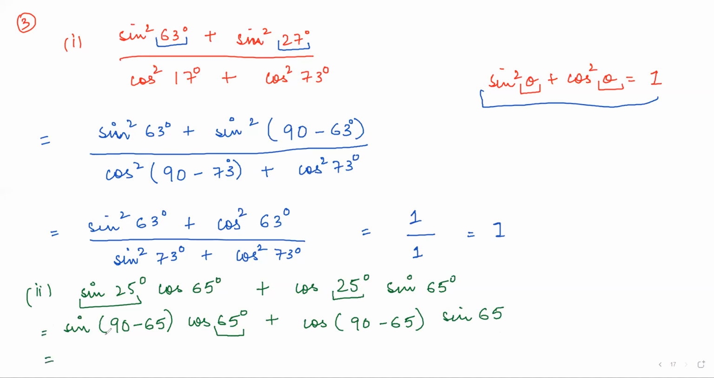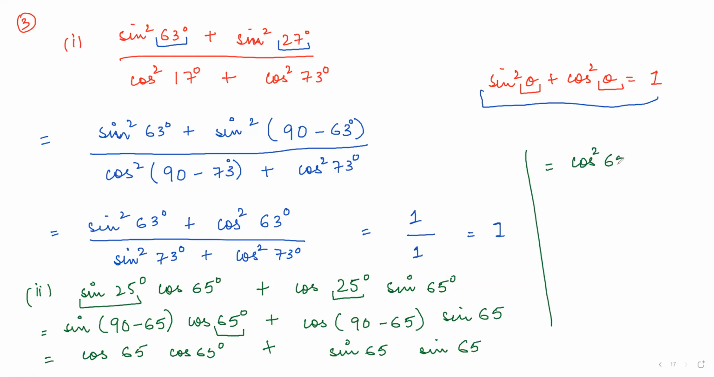Okay, so sine 90 minus theta becomes cos theta, so cos 65 into cos 65, plus. Now cos 90 minus theta becomes sine theta, so sine 65 into sine 65. So basically now you get cos square 65 degree plus sine square 65 degree, and that becomes 1. You have to mention the identity that cos square theta plus sine square theta is equal to 1.